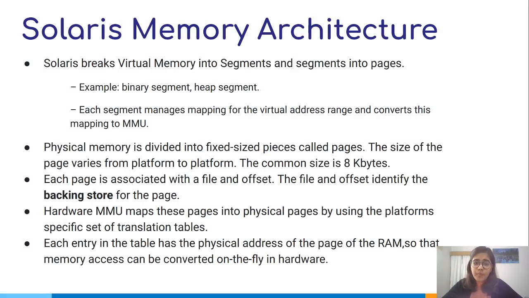Talking about Solaris memory architecture, Solaris breaks virtual memory into segments and then these segments into pages. Physical memory is divided into fixed size pieces called pages. The size of the pages varies from platform to platform, but the common size found in Solaris is 8 kilobytes. Each page is associated with a file and an offset. The file and offset identify the backing store for that page. The hardware MMU maps these pages into physical pages by using a platform-specific set of translation tables.